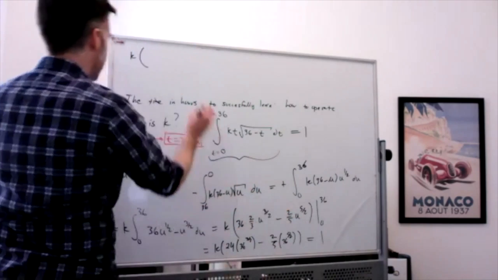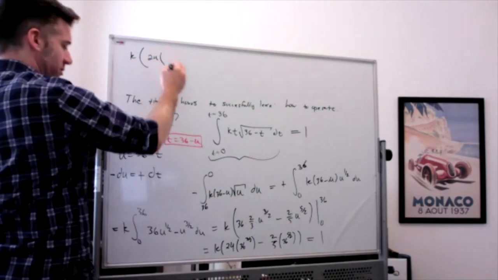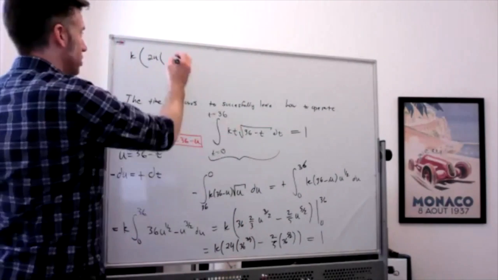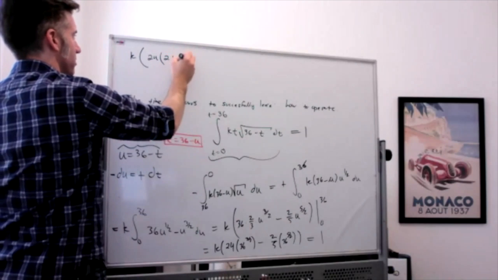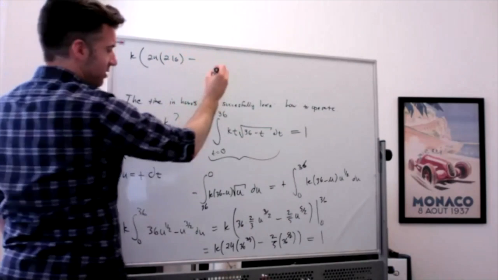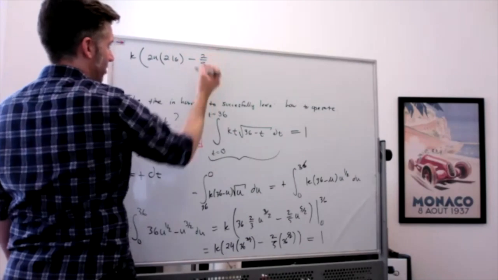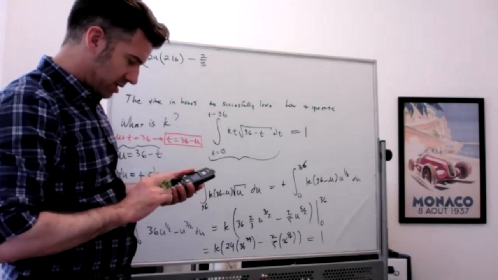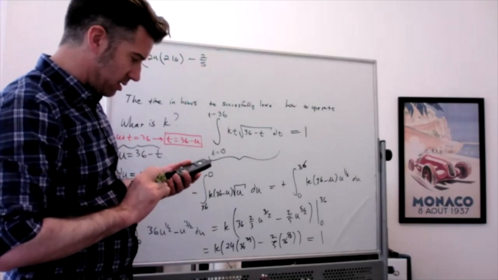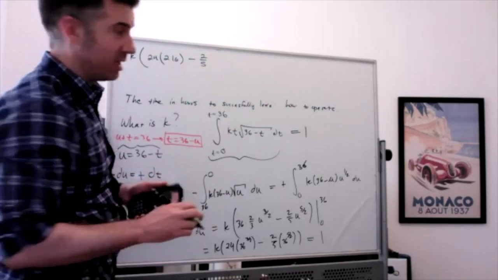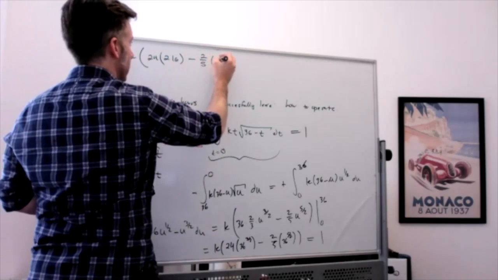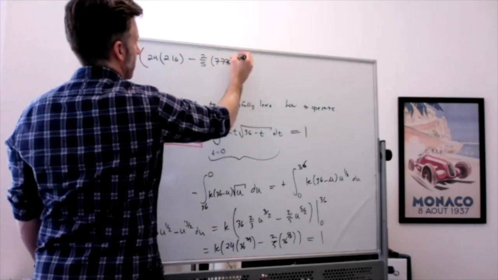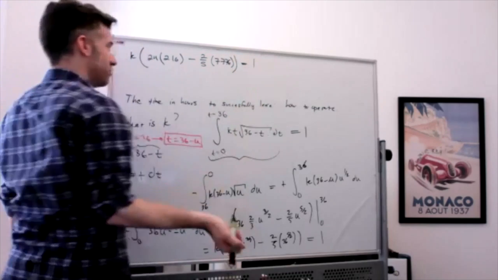So let's see, k times 24 times 36 to the 3/2, which is 6 cubed, which is 216, minus 2/5 times 36 to the 5/2, which is 6 to the 5th, which is 7,776. It's not divisible by 5. And that's supposed to equal 1.